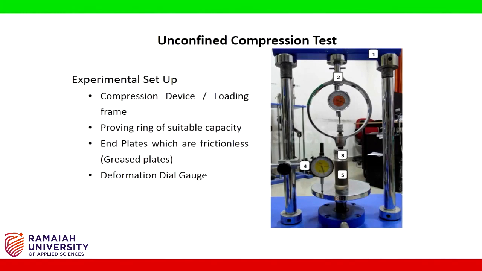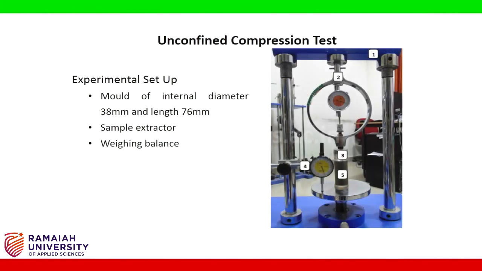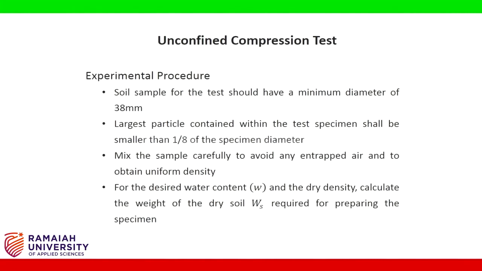Experimental setup. Compression device, that is loading frame. Proving ring of suitable capacity. End plates which are frictionless, that is greased plates. Deformation dial gauge. Mold of internal diameter 38 mm and length 76 mm. Sample extractor, weighing balance.